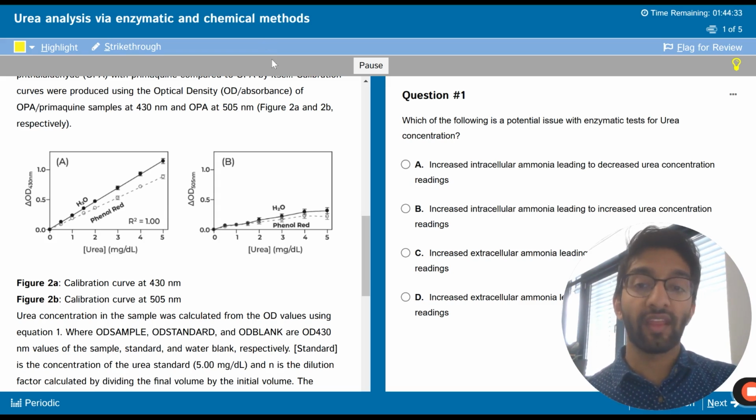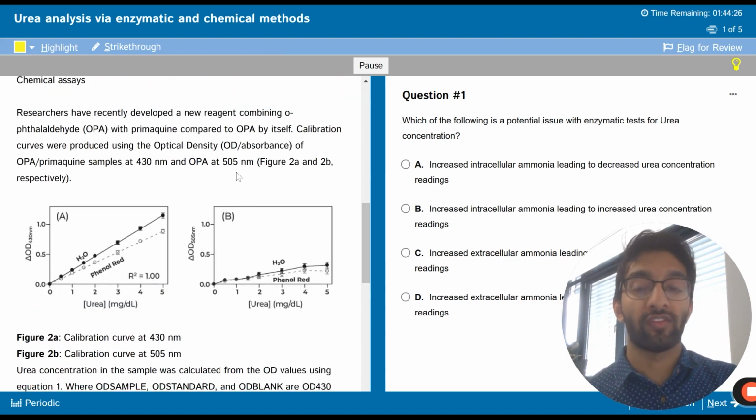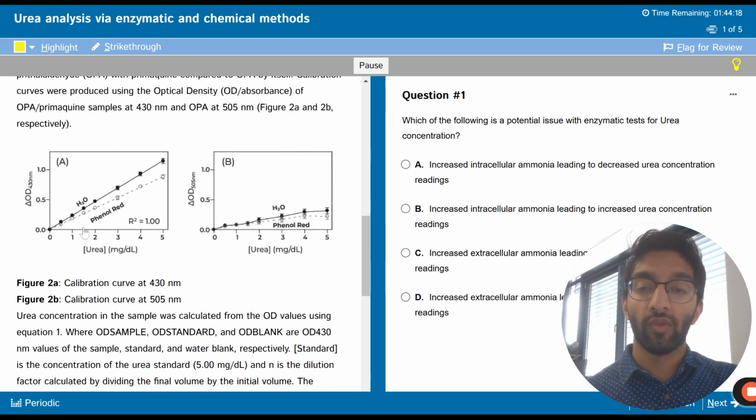But the key thing is to try to figure out the difference between these graphs, because this is really the question of the study. This is the hypothesis. The researchers have developed a new reagent that has OPA with primaquine rather than OPA alone. So you should try to figure out what the difference is between these two. If you look generally, you see that this slope is quite nice.